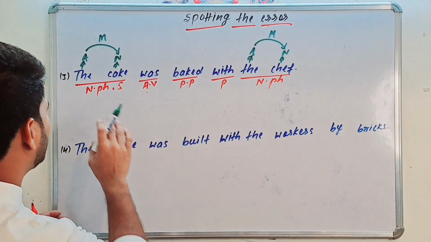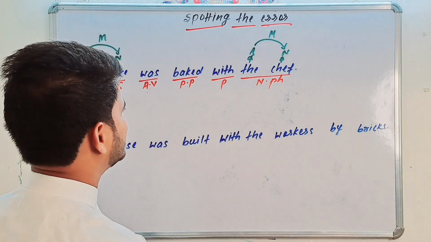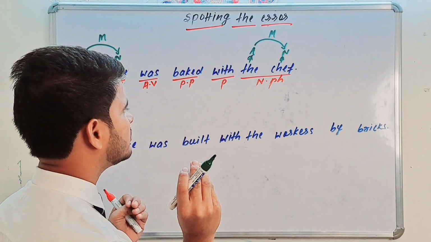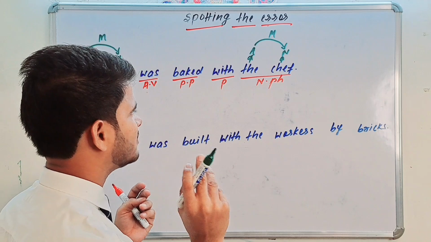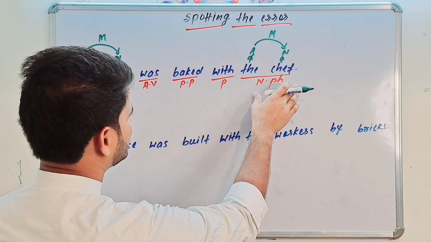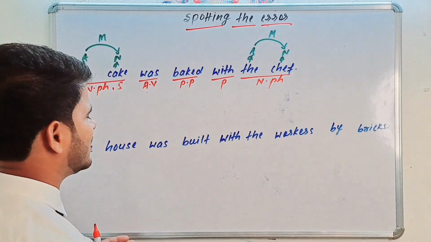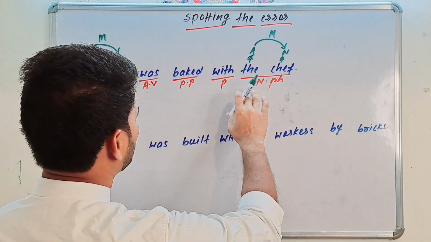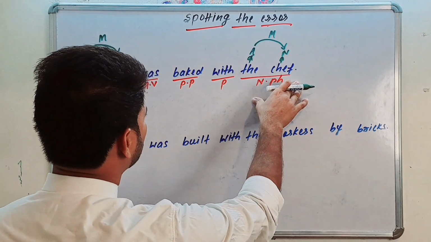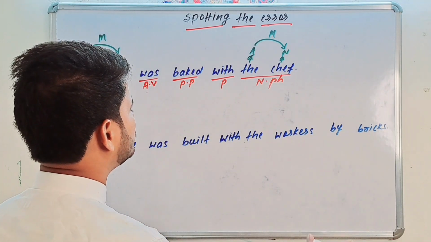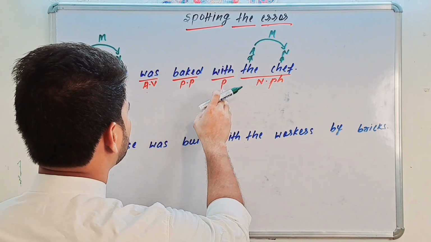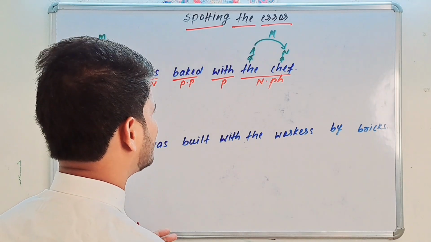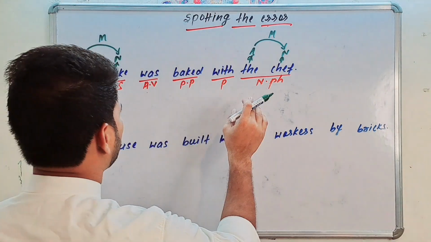I tell you everything. The cake was baked with the chip, and just as I told you in the golden rule, with is only used for something, some object, not for any person, not for any doer. So here the chip is a noun and a doer. The preposition with is not used for a doer. With is only used for an object, with something. The cake was baked with the chip.